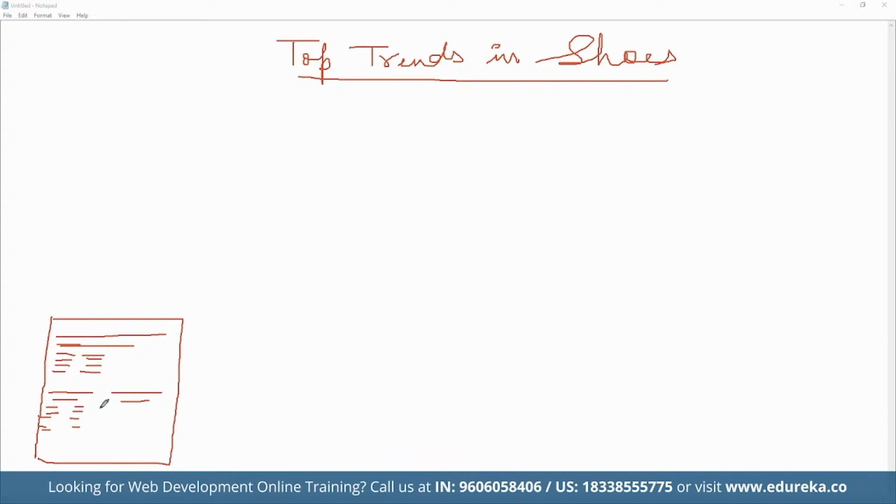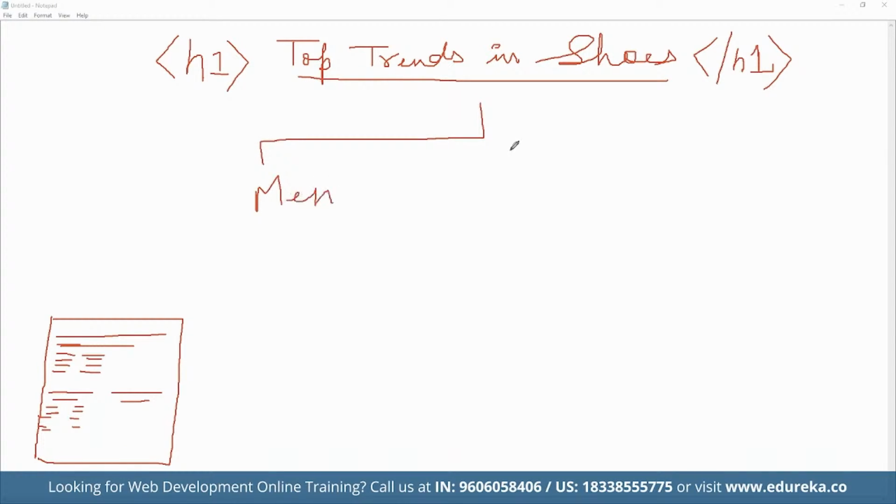So what we can do here, suppose we are writing a blog article where the main heading is top trends in shoes. Since this is the main heading, we are going to place this under the h1 tag. Now, suppose we are further subdividing the main header into multiple equal components. For example, here we are going to write the article and divide it into men and women sections. So we have men and women.